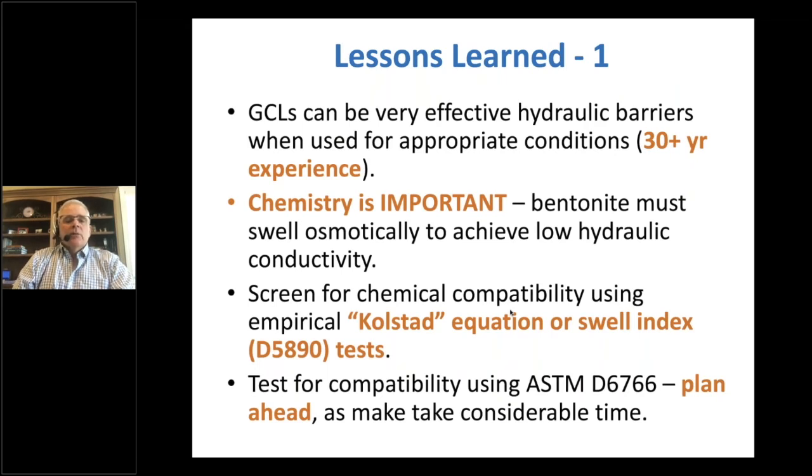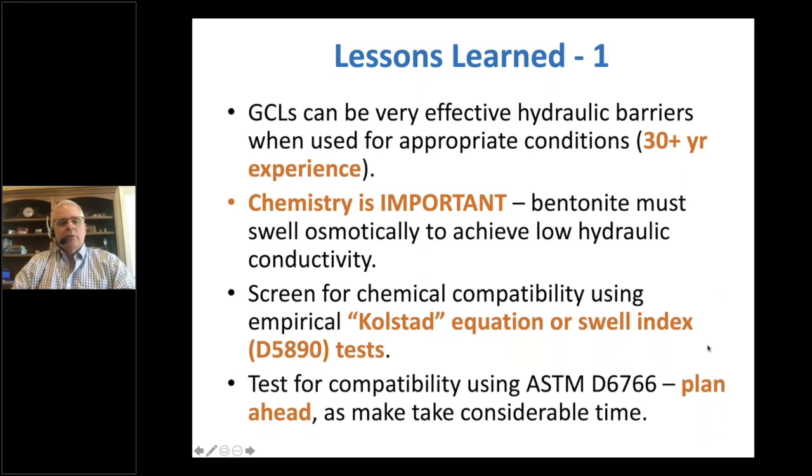Well, one, we know GCLs can be really effective. We have 30 plus years experience. There's a lot of great applications for GCLs. They're a lot easier to build than the compacted clay barriers, but we've got to understand the chemistry. The chemistry is important. You know, when we're dealing with just municipal solid waste, we were lucky because the chemistry was pretty favorable to a conventional bentonite. It allowed the bentonite to swell osmotically and get really low hydraulic conductivity.